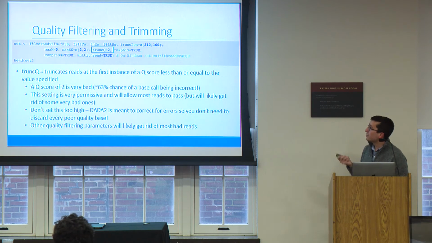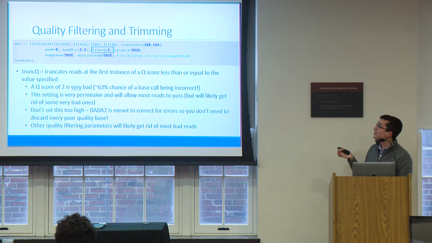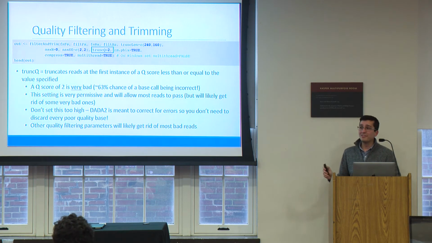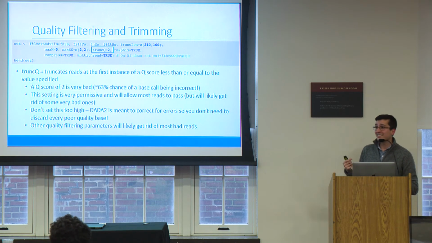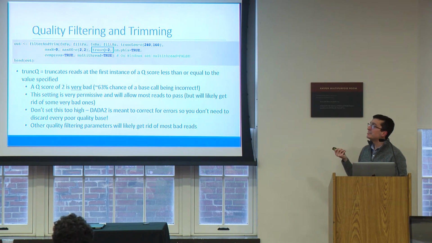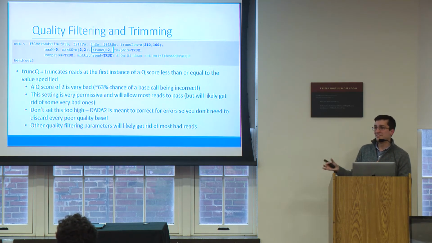The next one is trunc Q. This truncates your reads at the first base pair with a quality score equal to or less than 2. 2 is an awful quality score. You wouldn't want this read in your data set anyway. For reference, a Q score of 2 means that base has a 63% chance of being incorrect. So what this does is it really just gets rid of your worst reads that are probably unusable to begin with. So 2 is a good permissive number.